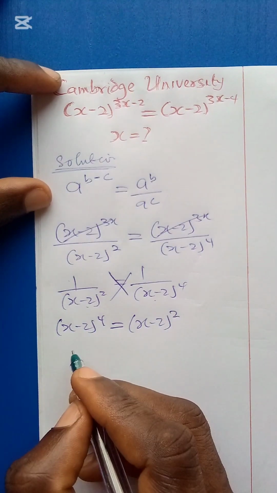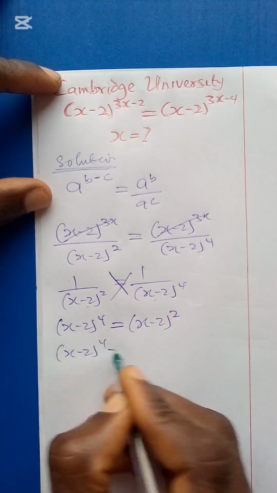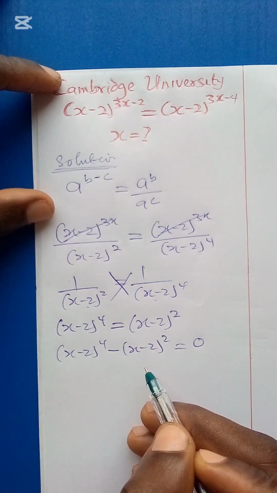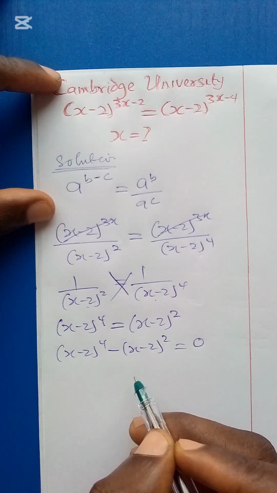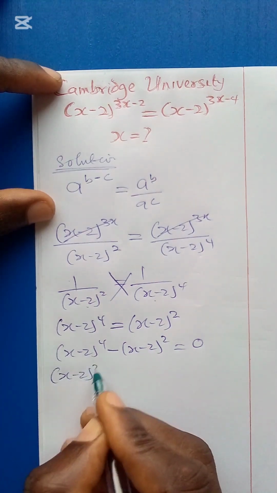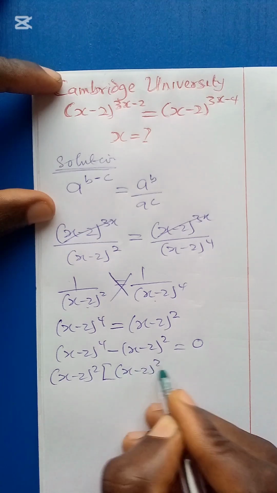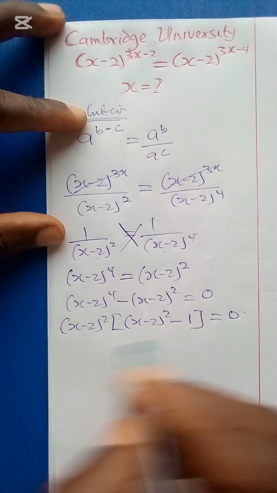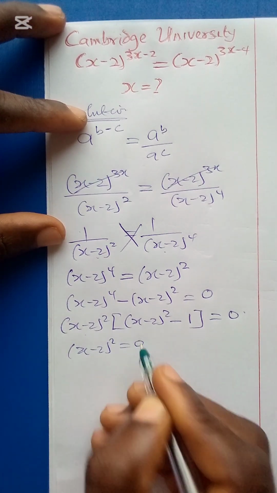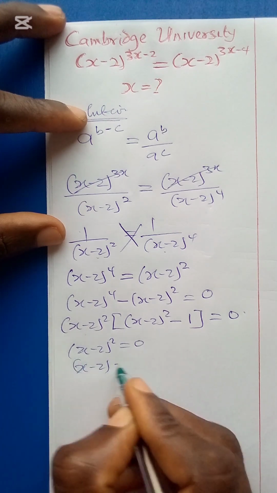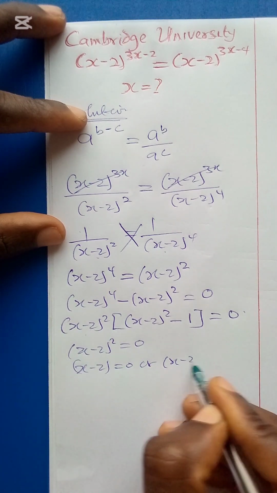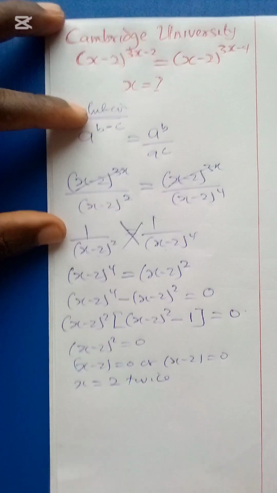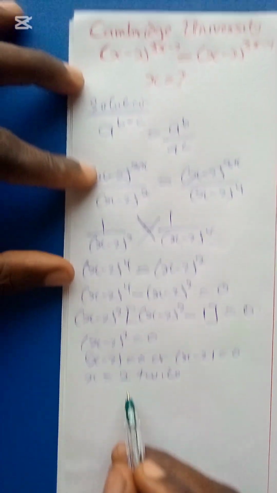Let us bring this term to this side. If we do that, we have (x minus 2) raised to power 4 minus (x minus 2) raised to power 2 is equal to 0. We have basically a quadratic equation. But let us factorize (x minus 2) raised to power 2 out here. That becomes (x minus 2) raised to power 2 in bracket, (x minus 2) raised to power 2 minus 1, then equals 0. We can now equate this term to 0, that is (x minus 2) raised to power 2 equals 0. So x minus 2 equals 0, or x minus 2 again equals 0. So x is equal to 2 twice. That is the first set of solutions to this equation.